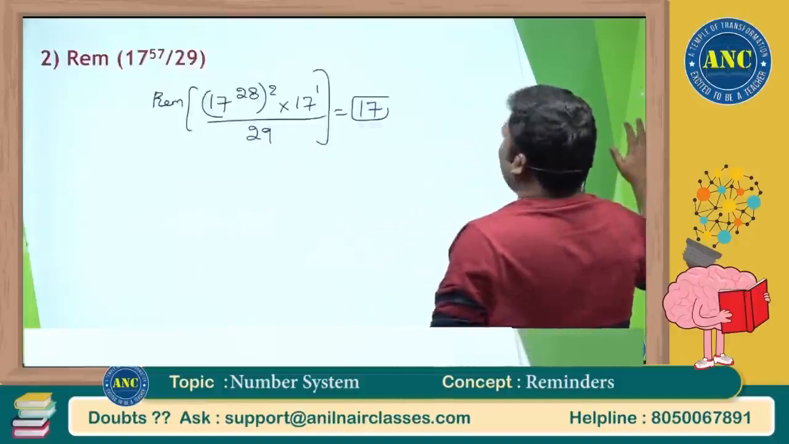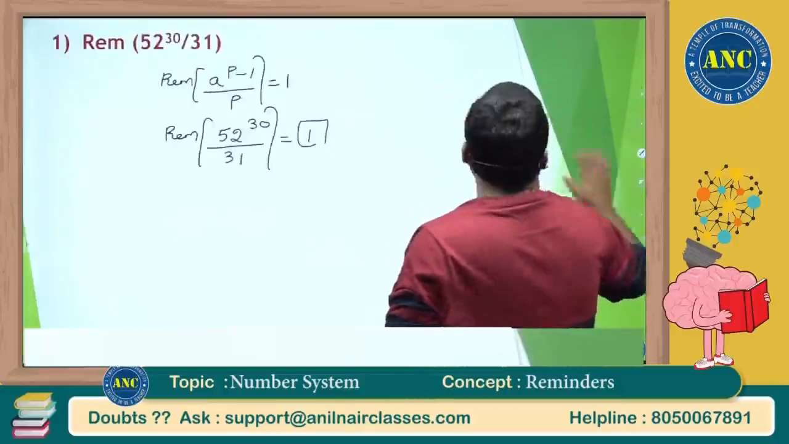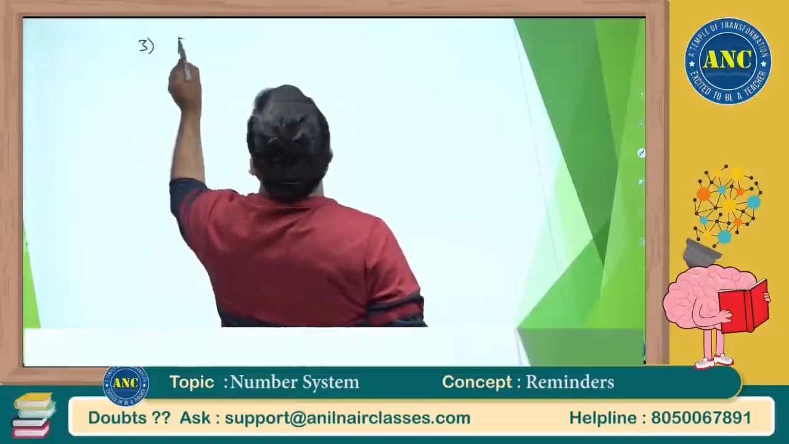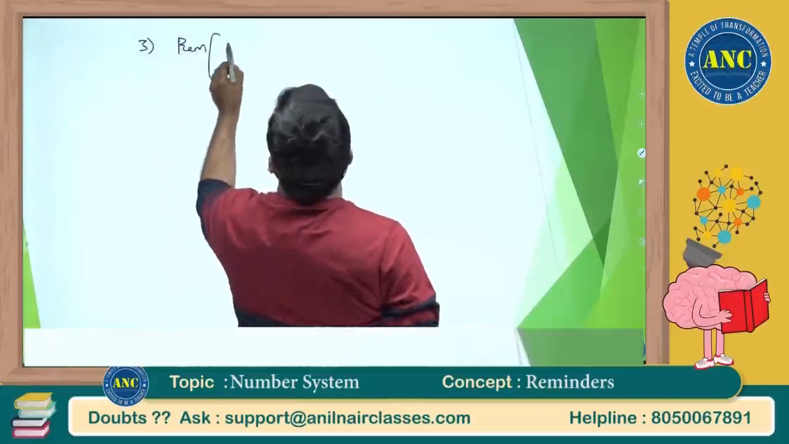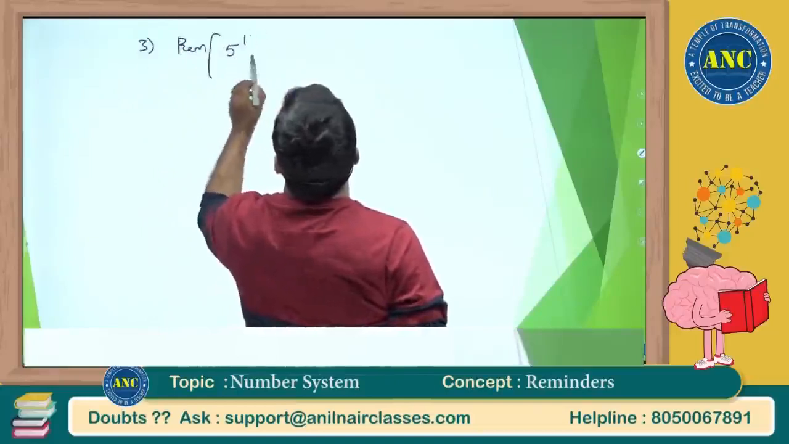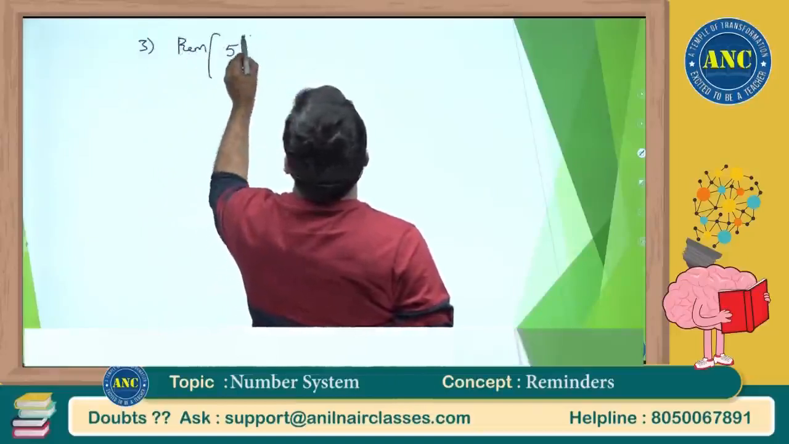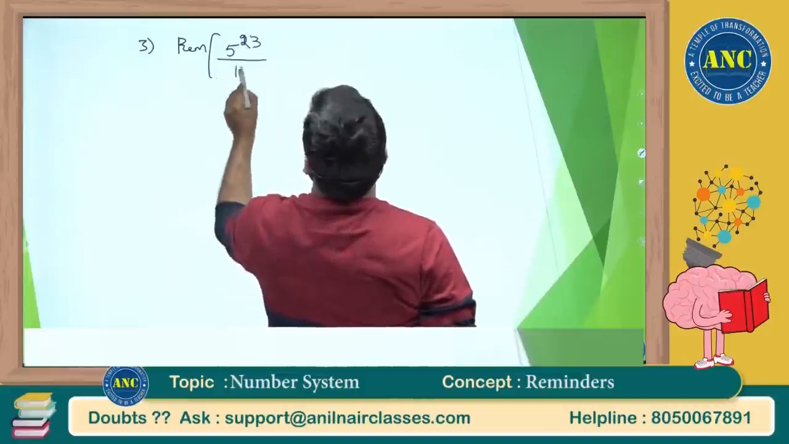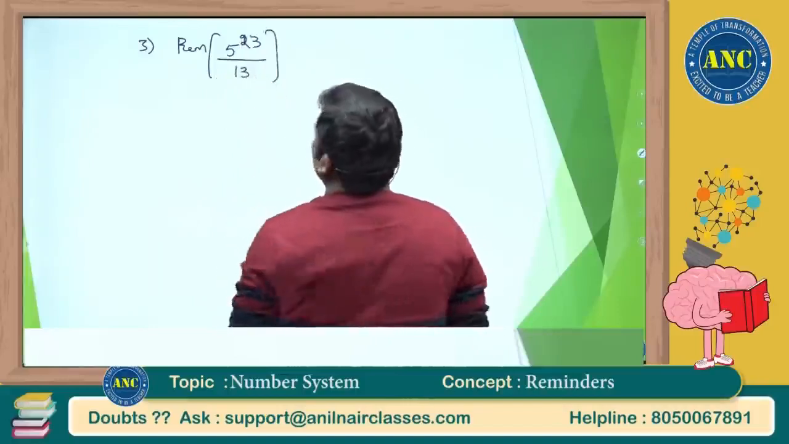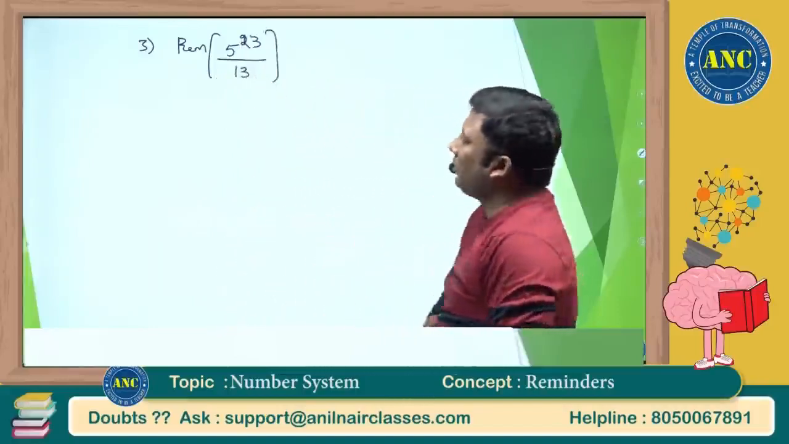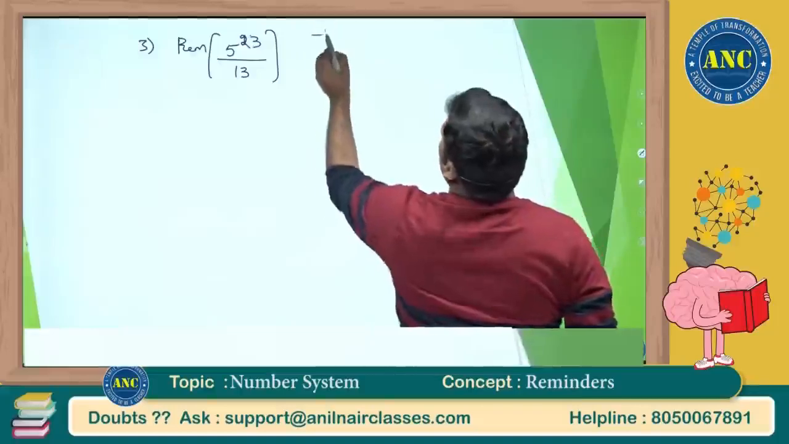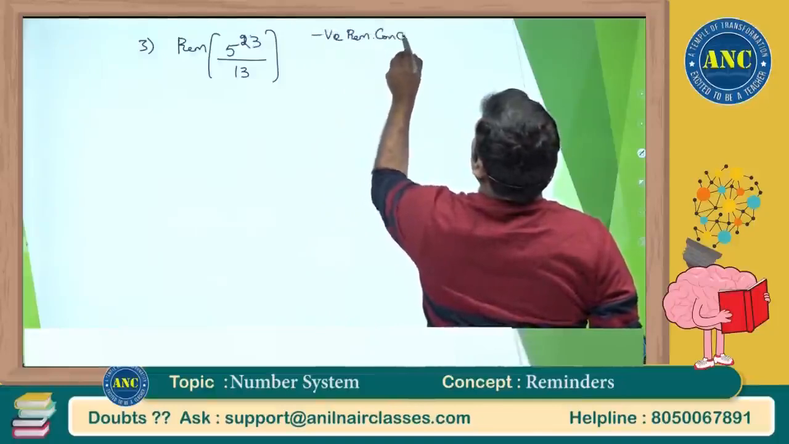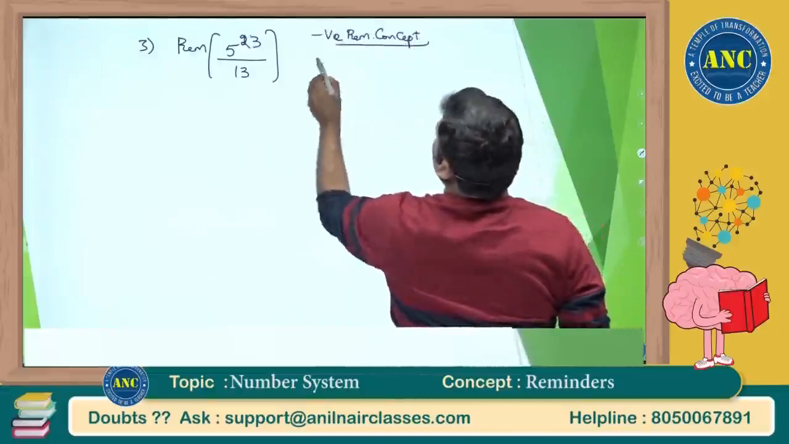Right. Third question. Before we solve the third question, let me create some very good questions on the spot. For example, 5 power 23 divided by 13. In this problem, the negative remainder seems to be the best method. You can directly use the negative remainder.